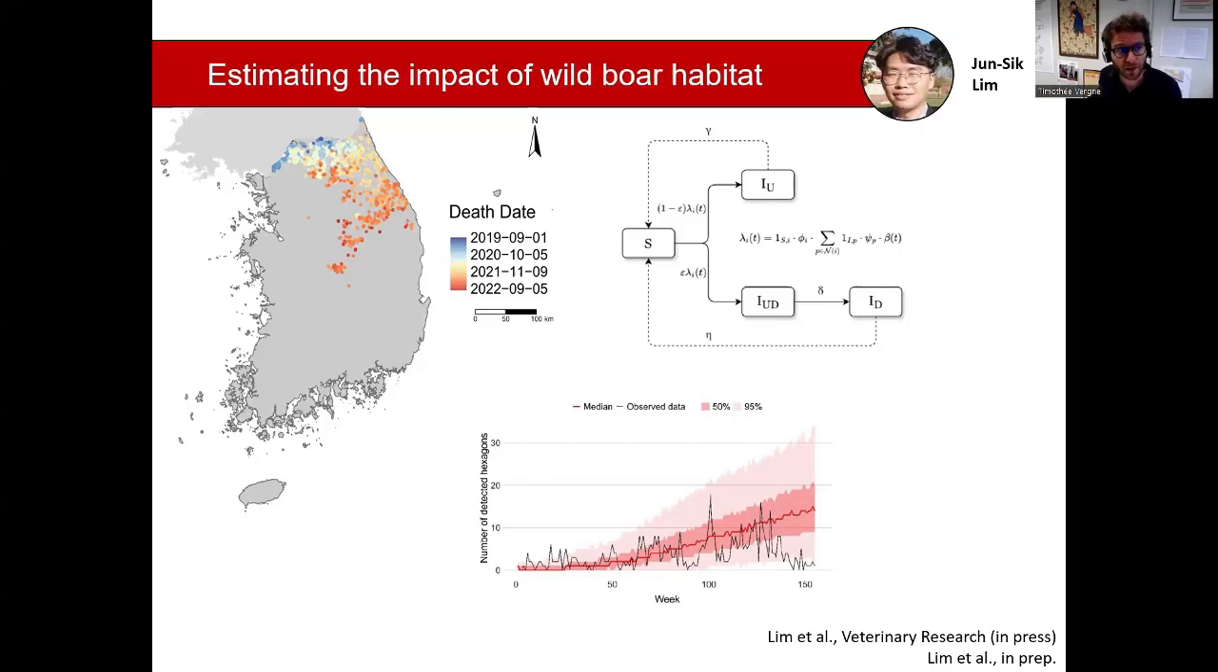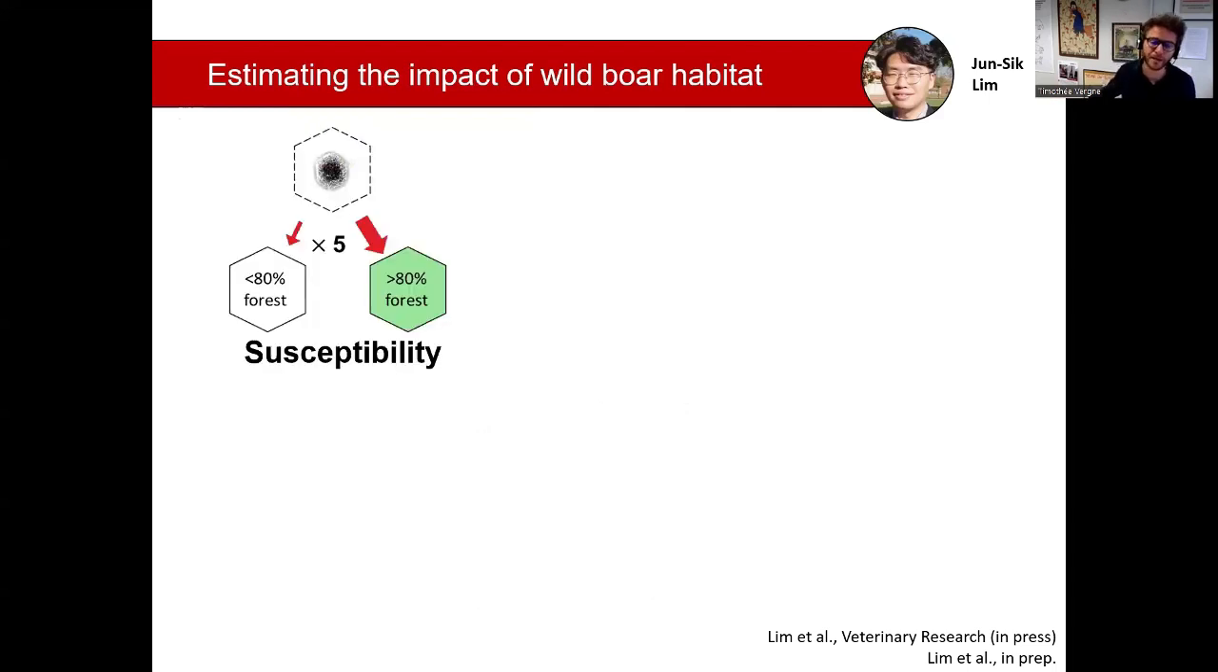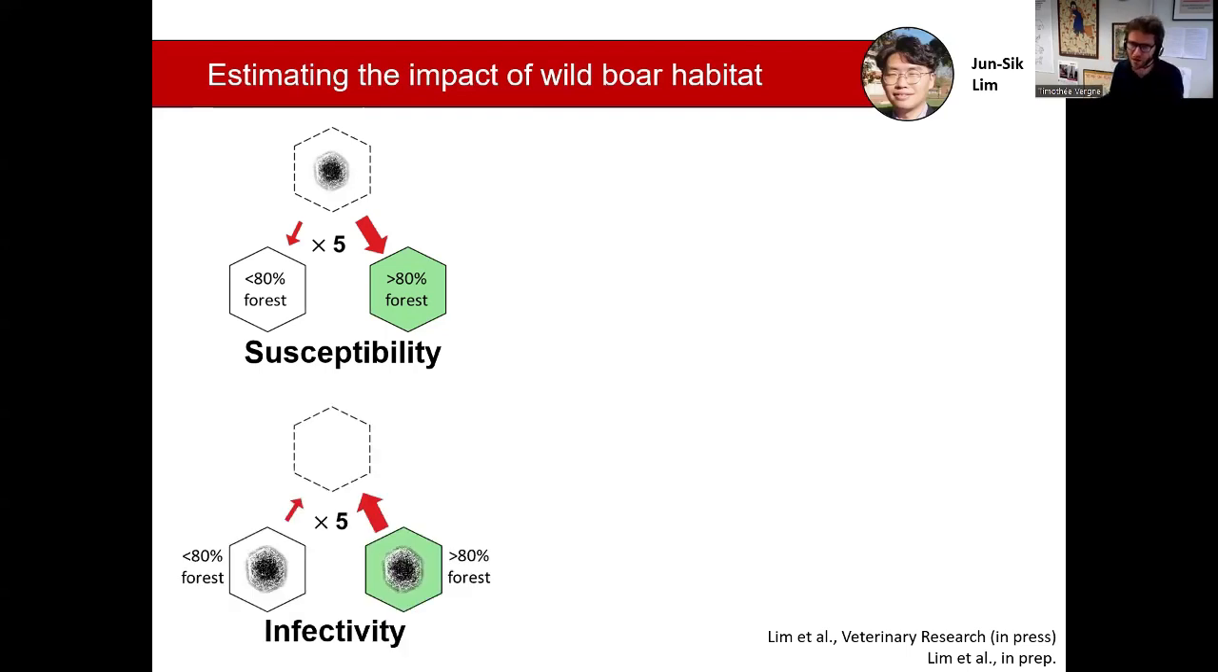And that could estimate the impact of wild boar habitat. And in that situation, the effect was much more clear than in Italy. So in here, what was shown is that the susceptibility of the wild boar habitat was highly dependent on the forest coverage, so on the wild boar habitat suitability, with habitat patches with a high forest coverage, so with a high wild boar habitat suitability, being much more susceptible than the habitat patches with low forest coverage. So much higher susceptibility and also a much higher infectivity.